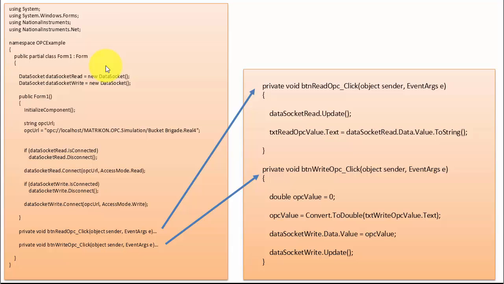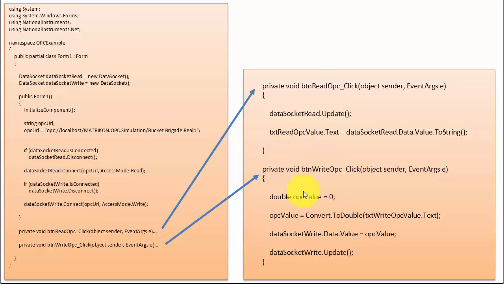So here you see the entire code for this example. In this case we create two data socket objects, one for read and one for write. We specify the URL, and then we connect using the read mode, and then we connect using the write mode. So we have two connections open at the same time. And then we have a write event, so when you click the write OPC button this code should run. So we just update the OPC server like this.